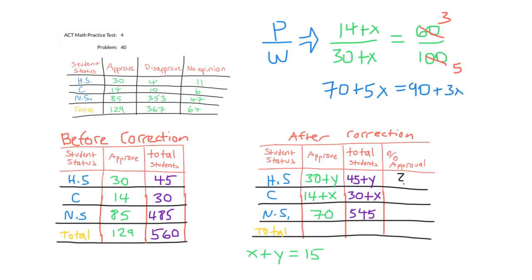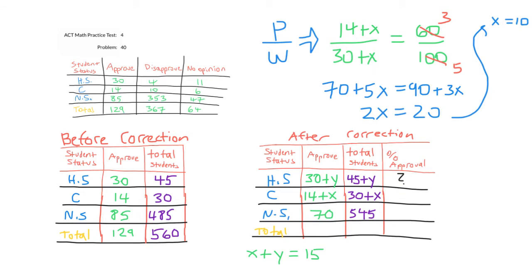Just to save time and room, what I'm going to do is immediately subtract 3x from both sides, and I'm also going to subtract 70 from both sides. What that gives us is 2x equals 20, and then we would very quickly see that x equals 10. Once we know that x equals 10, we then know that this is really 24 and this is really 40, and that would give us the 60%.